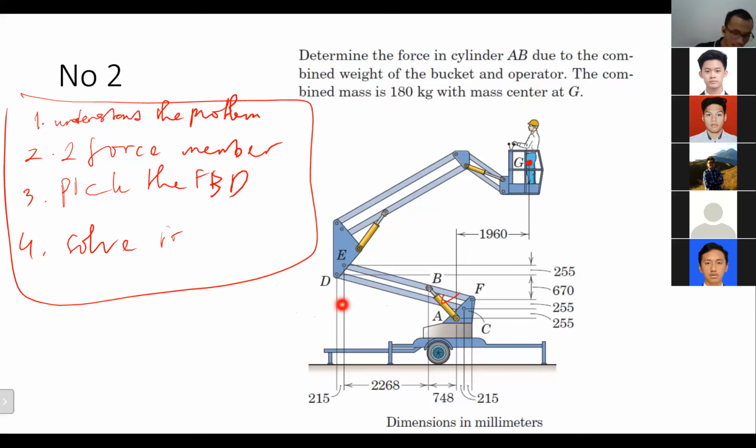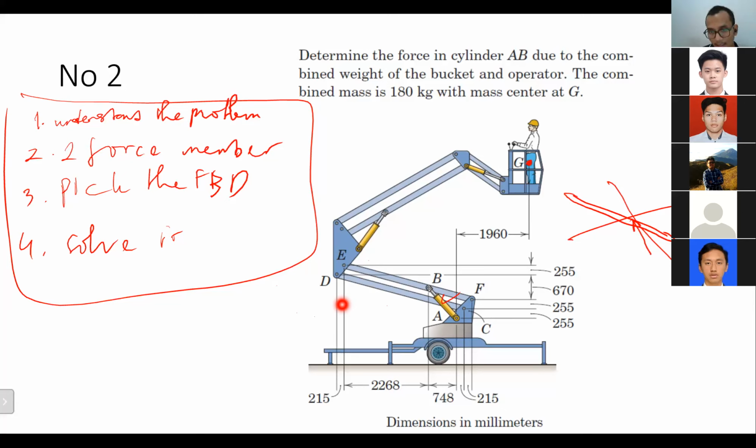Now try to help me find the two force members there. AB, sir. AB is a two force member. What else? EF, DA. EF is not a two force member. Whenever you have a member like this, and suddenly there is a force in the middle, it will not be a two force member. Okay, everyone? Yes, sir. So is EF a two force member or not? I think only AB, sir.